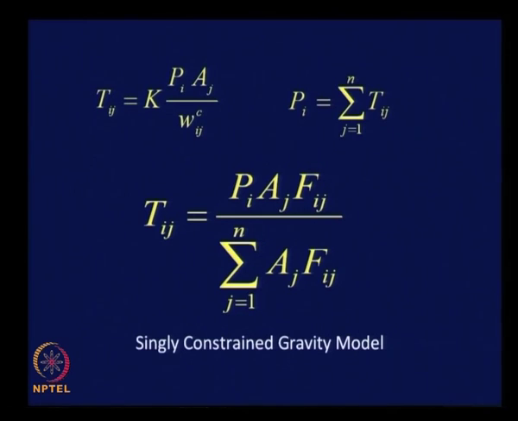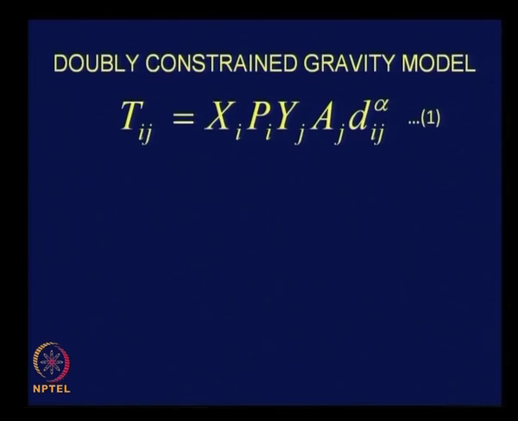The other constraint is taken care of while we actually distribute the trips, and it is possible to incorporate both the constraints at the initial stage itself and straight away do the distribution process without any iterative procedure involved in getting the trip distribution values. And such a model is named a doubly constrained gravity model, because both the constraints are put into the model formulation at the beginning itself.